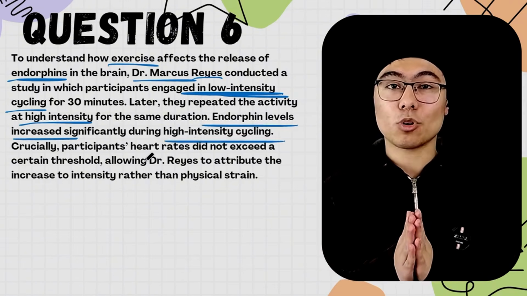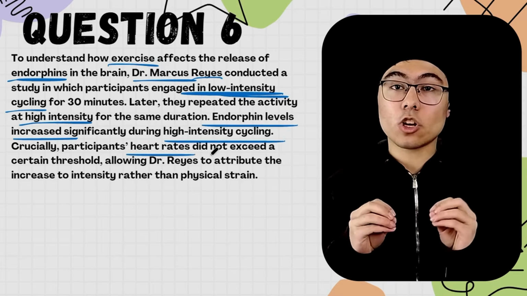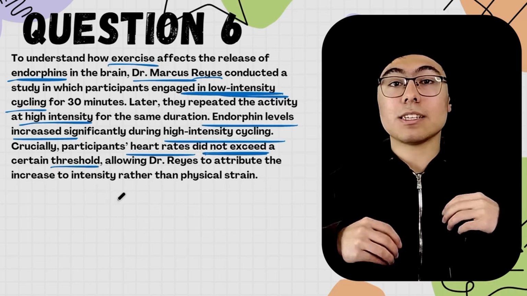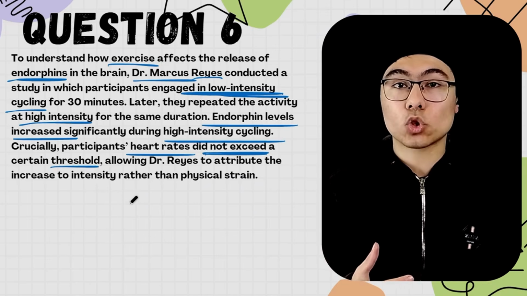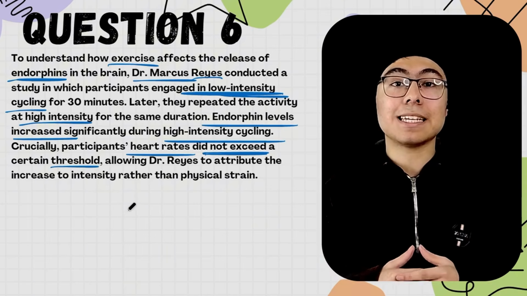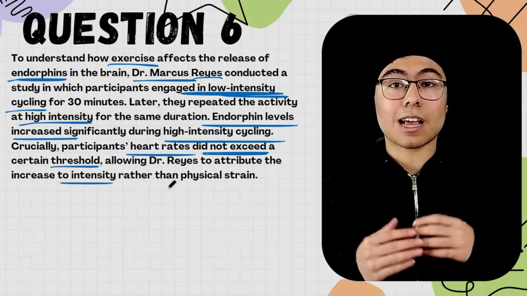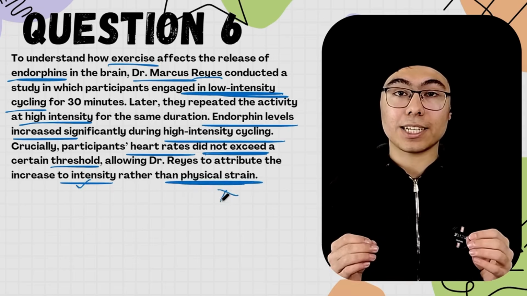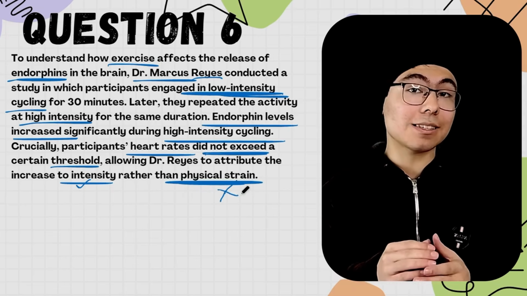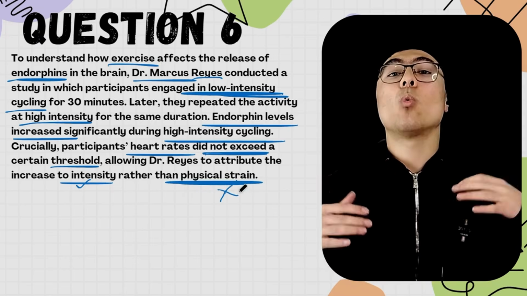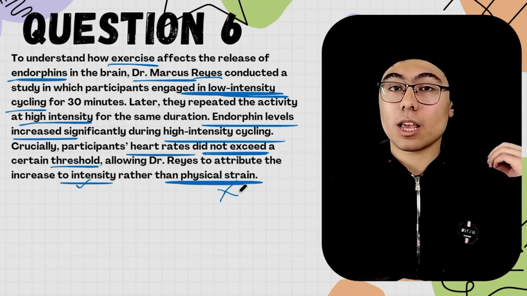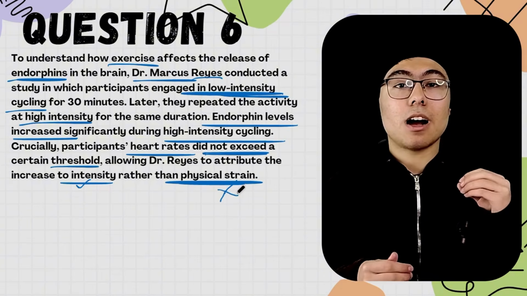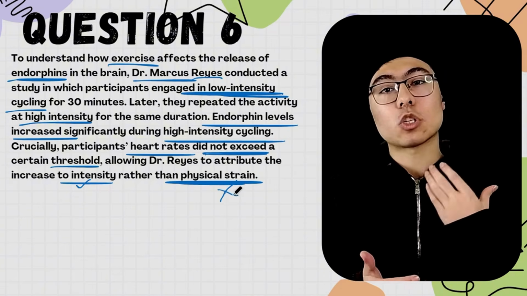But here's the most important part. Heart rates didn't go past a certain level. So Dr. Reyes didn't think the increase in endorphins came from physical strain. Instead, she thinks it was the intensity of the exercise that caused the endorphins to release more. So the heart rate finding is important because it helps Dr. Reyes figure out why the endorphins were increased. Without it, she might have thought that increased endorphins were just from physical strain.